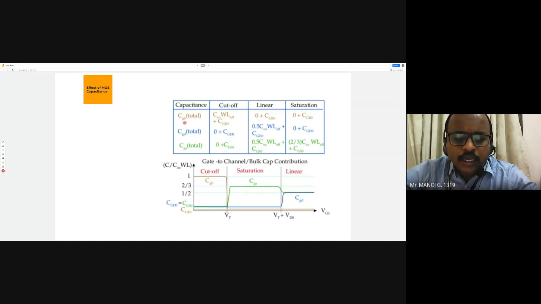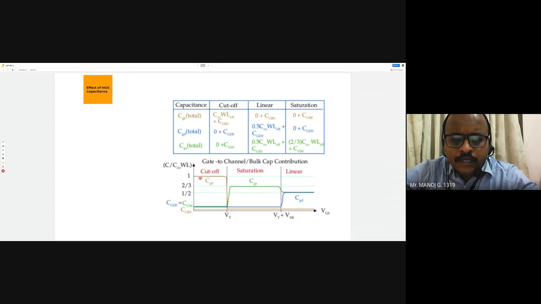CGB, the gate bulk capacitance. And the value of gate bulk is 1. You see the orange line. The orange line indicates CGB, that is gate bulk capacitance. So the value at the cutoff is 1. The other two have the value 0, so it is basically the zero line. The green and blue are the gate drain and gate source capacitance. So both capacitances have zero value at the cutoff region. Is that clear, the first region?